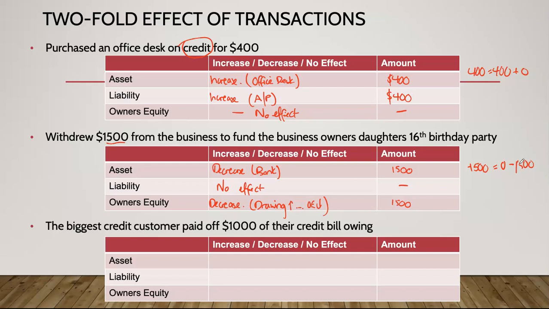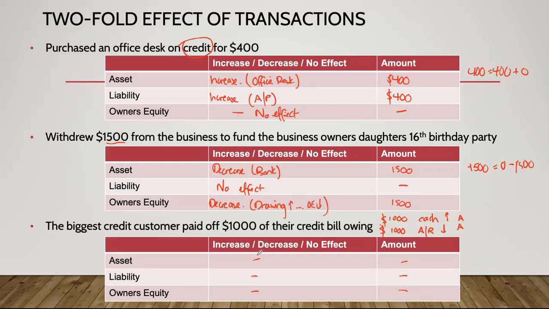Thirdly, and last one, if my credit customer paid off $1,000, I have a bit of an interesting one. What's the impact here? I'm talking about my customers. So my customers have given me $1,000, so $1,000 of cash goes up. But what has also happened? I have got $1,000 of accounts receivable being repaid, so that goes down. Both those are assets. So essentially there is no effect to any of them. You won't write a dash, you'll write no effect.